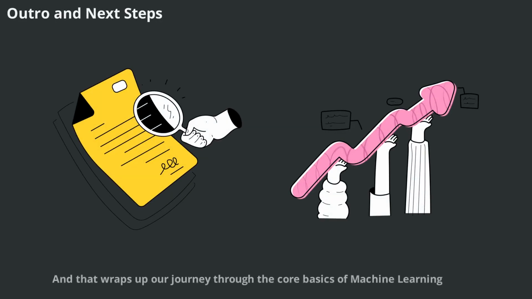That wraps up our journey through the core basics of machine learning. From understanding how data is split to the difference between regression and classification, you've now got a solid foundation. Keep exploring, and you'll discover even more exciting possibilities in the world of ML.